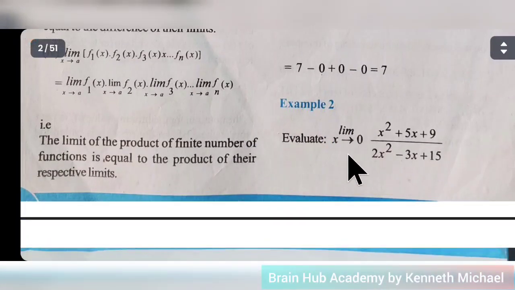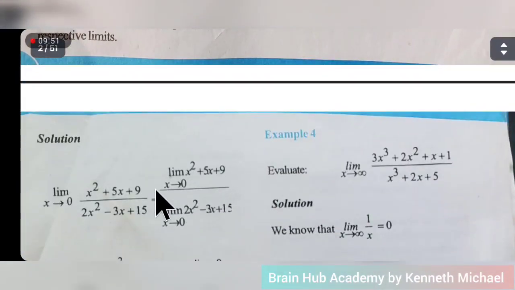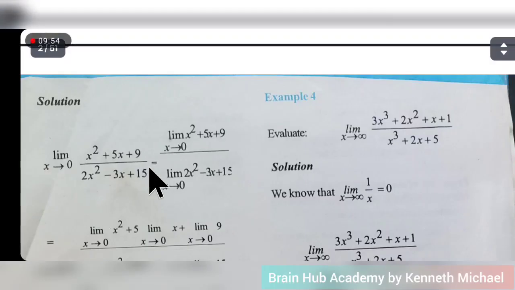We have example 2 here. In this example 2, you can see that it is division. The limit as x tends to 0 of all of this: the limit can be distributed over each one of them. Now let's do it together. Look at it. The limit of all of this expression is the same thing as the limit of all the numerator over the limit of the denominator.